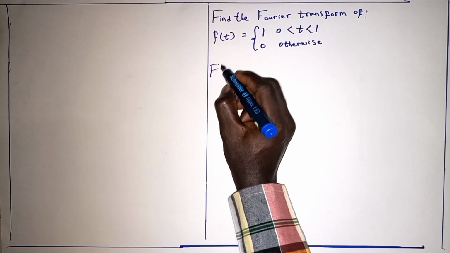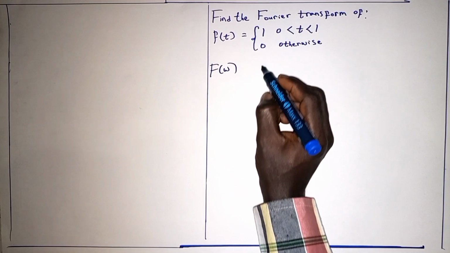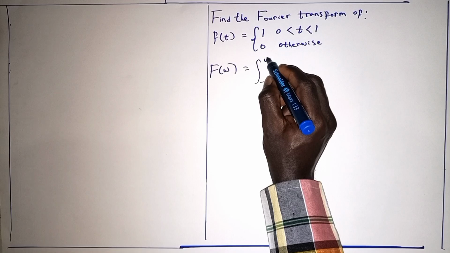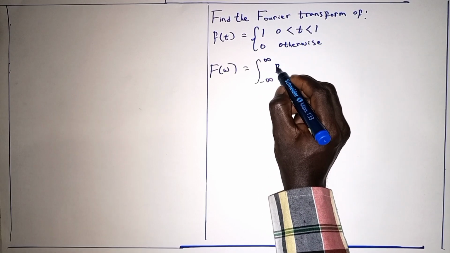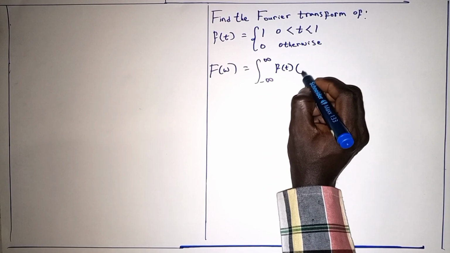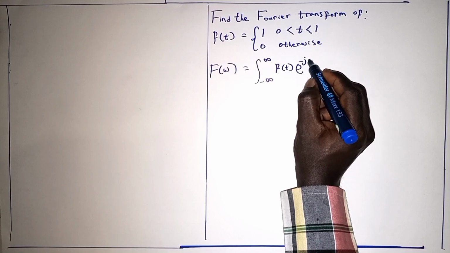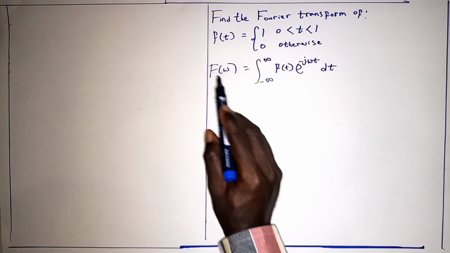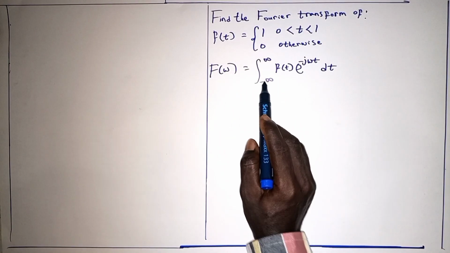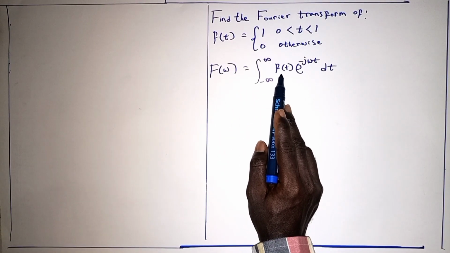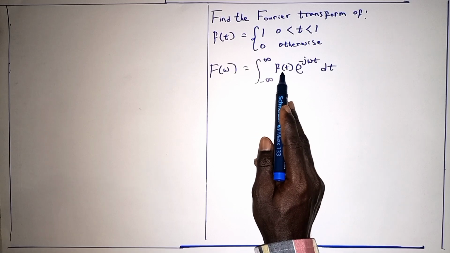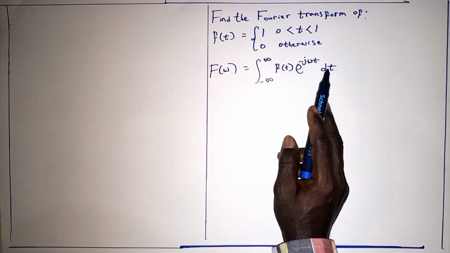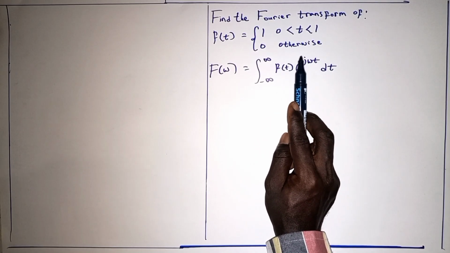We know that our Fourier transform F of omega is always given as the integral from negative infinity to infinity of f of t times the exponential of minus j omega t dt. So this is our formula for the Fourier transform: integral from negative infinity to positive infinity of f of t times e to the minus j omega t dt. This j is a complex number.